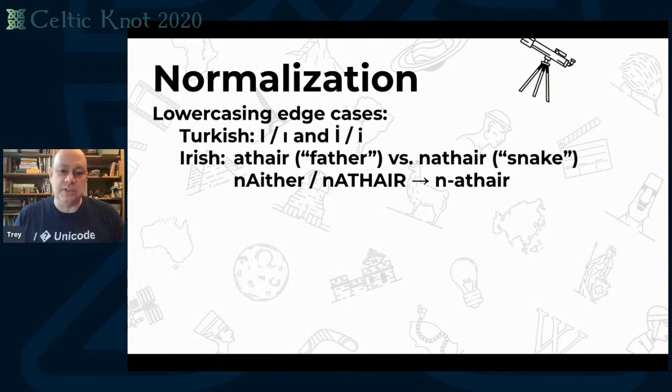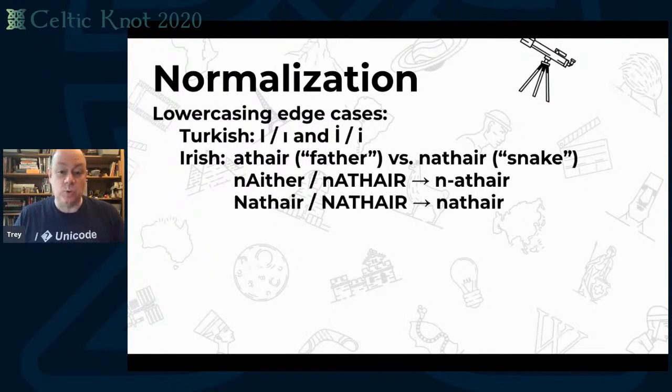In this example, because the initial N is lowercase and the A is uppercase, the whole word is lowercased as a form of the word father, and the N is separated by a hyphen. If the initial N is capitalized, it's treated as part of the core word, and everything is lowercased as a form of snake. Other kinds of normalization include removing unwanted diacritics, though what counts as unwanted depends on the language.